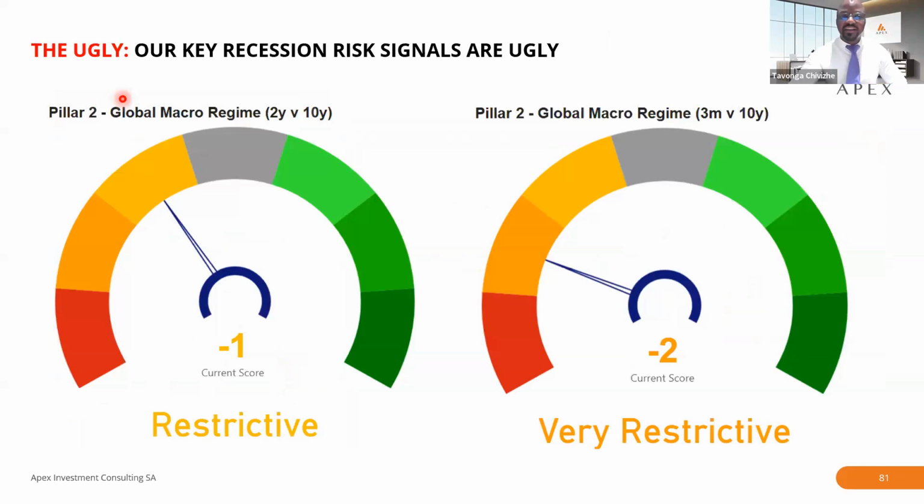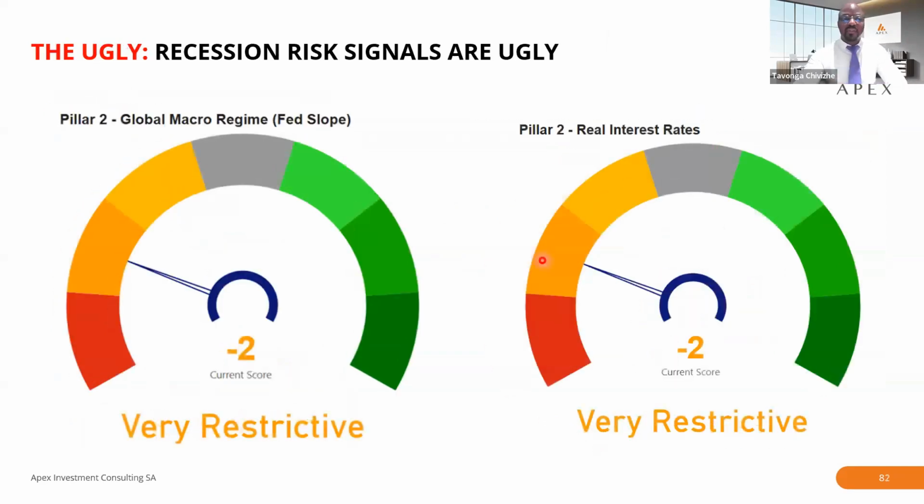Then finishing off with the ugly, the 10 versus 2-year, not looking good. The 10 versus 3 months, I know I talked about this with a different visual, so I'm just repeating myself here, not looking good as well. And then the Fed swap not looking good, real rates not looking good. So you can see that the recession signals are saying be very careful.